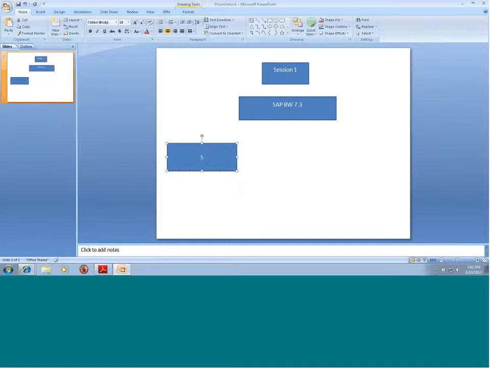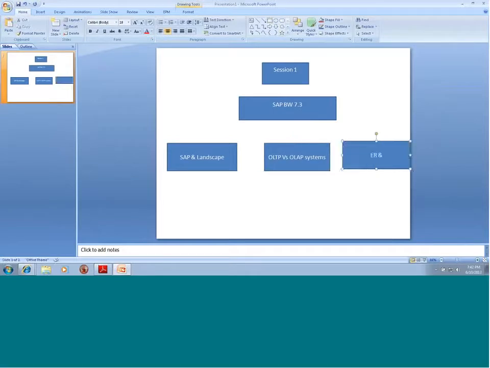The first topic that we are going to be talking about is SAP and its landscape. That's going to be the first topic that we're going to cover. That will probably be the whole of today's session. And then we will move on to what is called the OLTP versus OLAP systems. And the third one is going to be ER and MDM models.